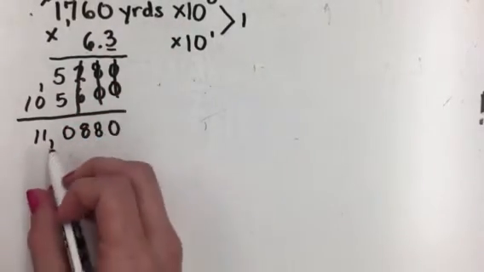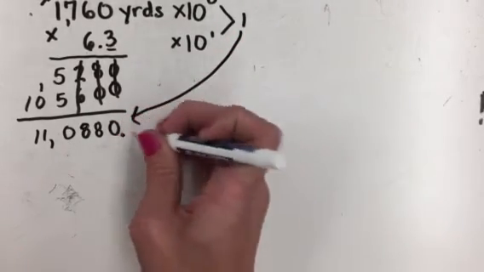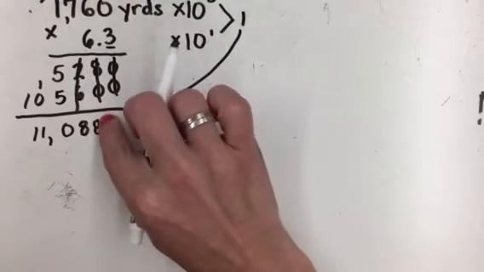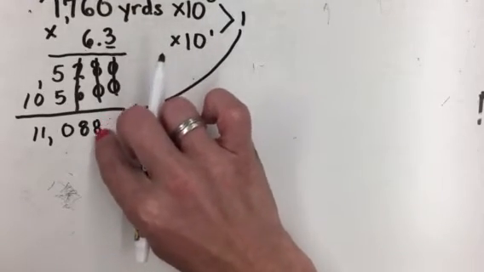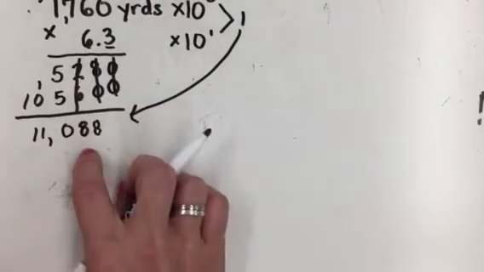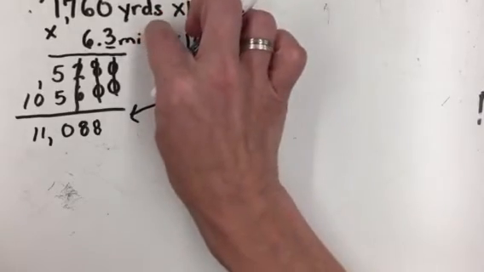Oh, well, I forgot to tell you why I put the decimal there. Because powers of 10 tell me that I need to put my decimal at the end, like it's a whole number, and move it over 1 time. So I would drop my 0, and I would drop my decimal since there's nothing represented in that place. That's how I got the 11,088. Now, I just took my miles, and I converted them into yards.